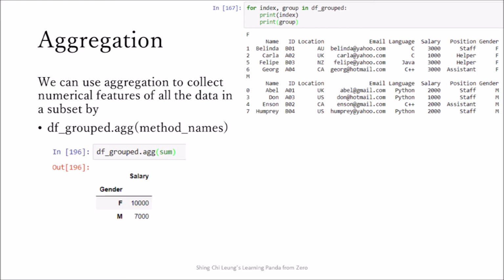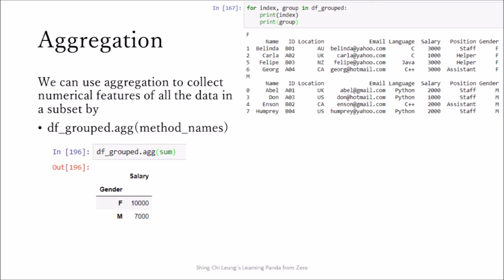For example, when we type dfgroups.agg and in the bracket sum, Pandas returns us a series object where we can see Pandas calculate the sum of salary received by all staff in each group. When we have multiple methods to pass, we can use a list or a tuple to store the methods.